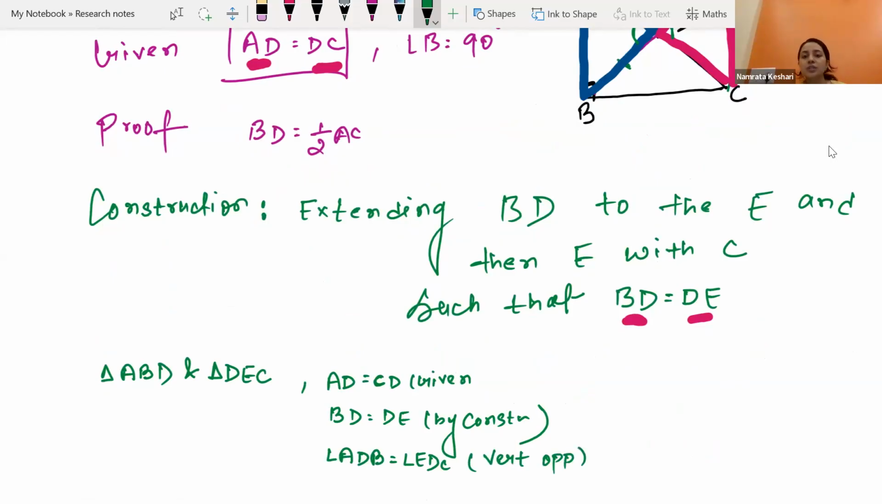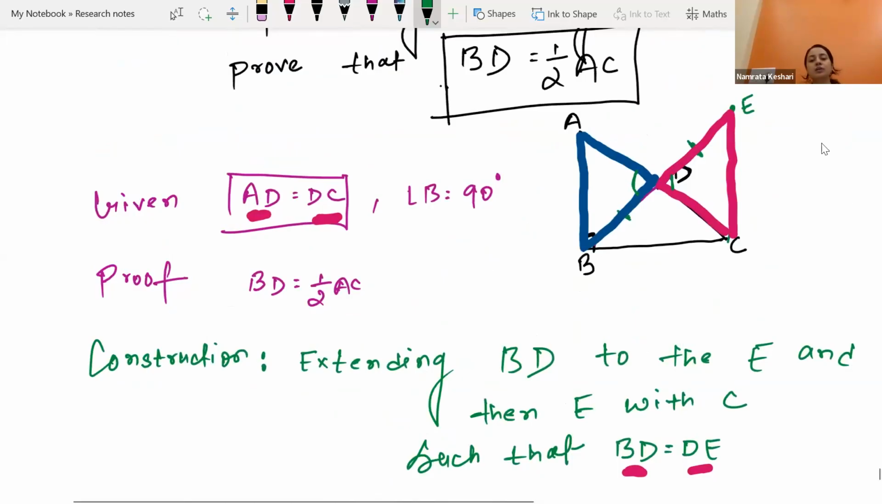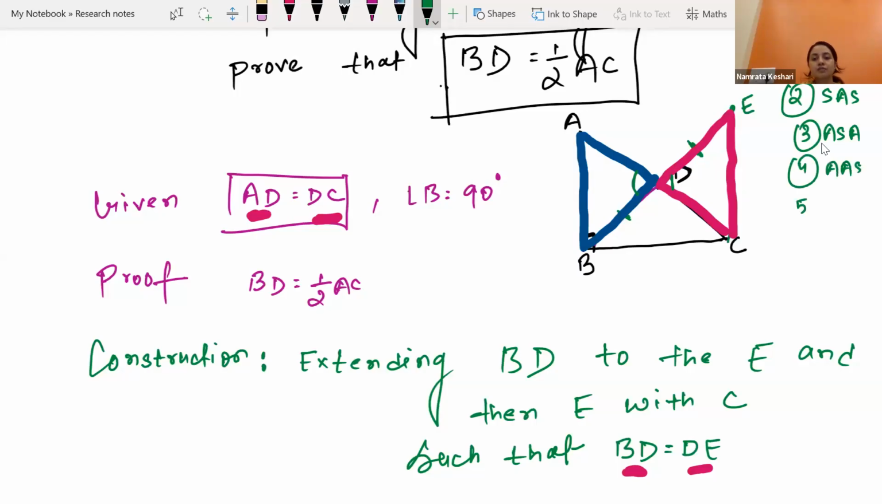Now which congruency criteria is working over here? Anyone? We are having 5 rules in hand: side, side, side; side, angle, side; angle, side, angle; angle, angle, side; RHS. Which congruency criteria is working? Anyone? I'm marking the information which we have used.